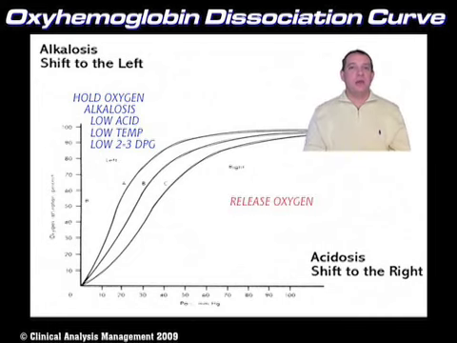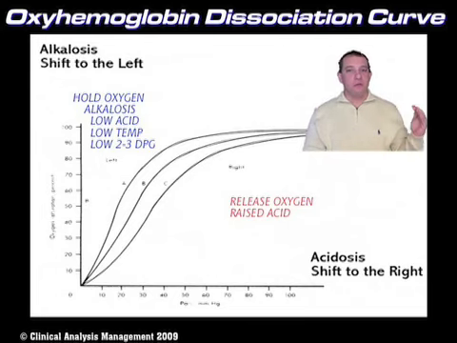So what would cause a shift to the right? Well, here's the good news. As long as you know the things that will cause a shift to the left, it's really easy to figure out what would cause a shift to the right, because all the things that would cause a shift to the left, if reversed, would cause a shift to the right. So when we talk about things that are going to cause a shift to the right, we're talking about raised acid or acidosis. If you think about that, that makes sense. A shift to the left, we said, would be caused by alkalosis, so a shift to the right would be caused by acidosis. The second thing that would cause a shift to the right would be a raise in the patient's temperature. By keeping the patient warm, we increase the shift to the right.